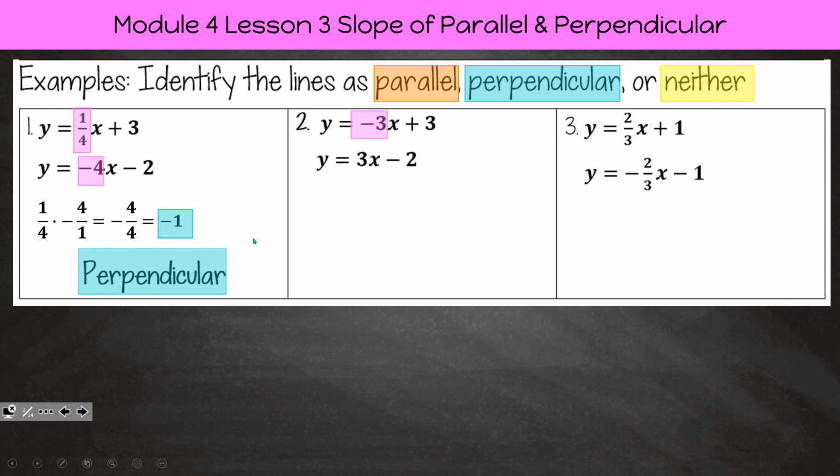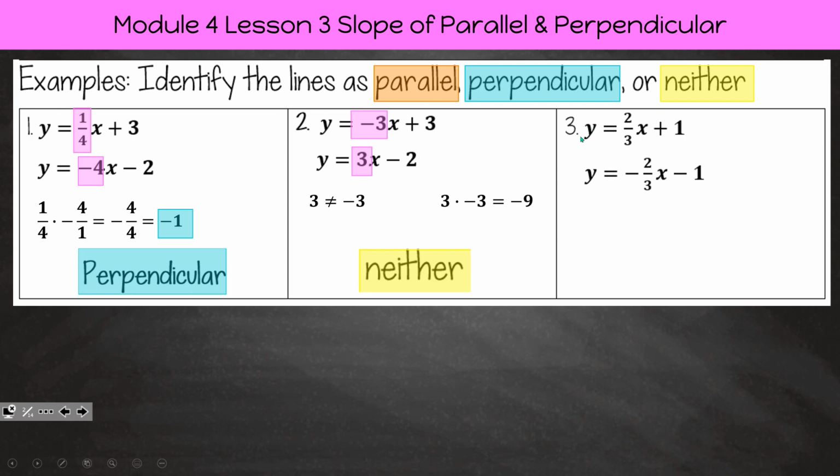Then we have y is equal to -3x plus 3, and y is equal to 3x minus 2. These two do have opposite slopes, meaning one is negative and one is positive, but 3 and 3 are not reciprocals. So they are not equal and they are not reciprocals, so they are neither parallel nor perpendicular.